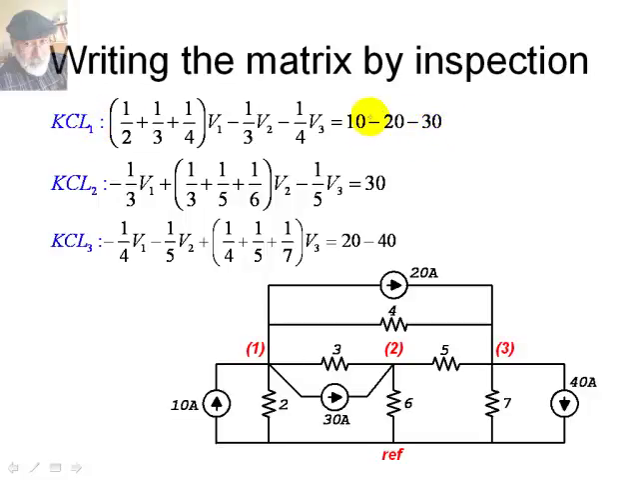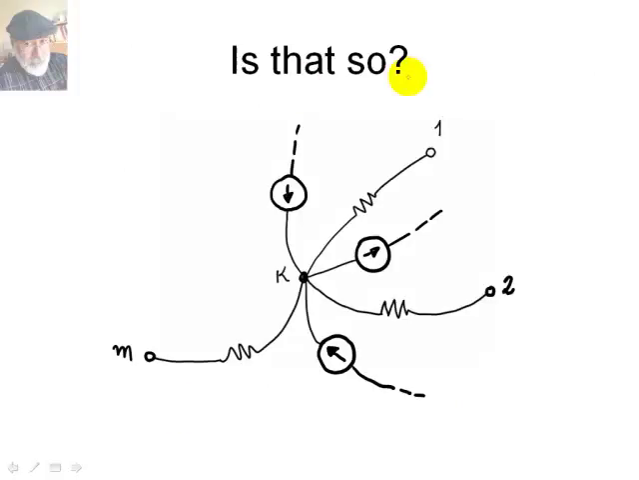For node 1 it is 10 minus 30 minus 20, just like that. For node 2, the current entering from current sources is just 30 amps. And for node 3, it's going to be plus 20 minus 40, like so. So you see that we can really enter that matrix directly from inspection into our calculator. Now, how can we say that this is so?